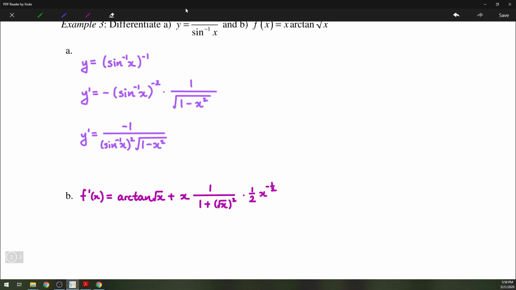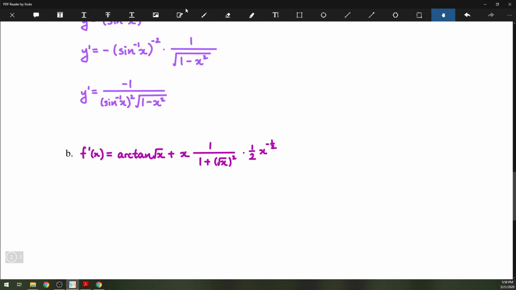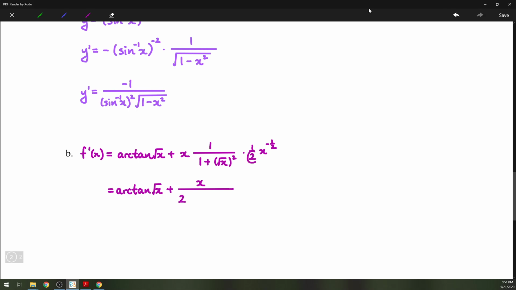Okay, so let's see. Next part, then we have still arc tangent. There's no real way to simplify the arc tangent square root of x component. And then second part, we'll have, let's see here, x from here in the numerator, and then 2 from the 1/2, and then we have 1 plus x, and then the square root of x.